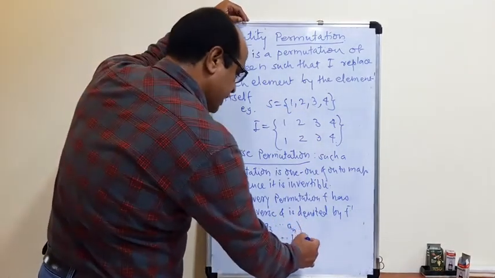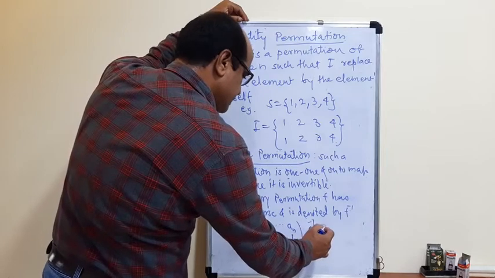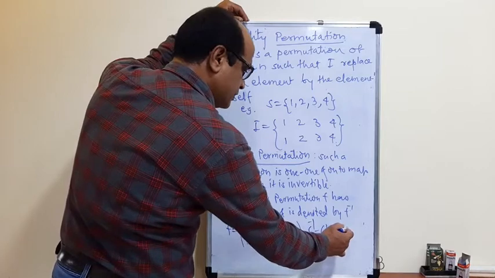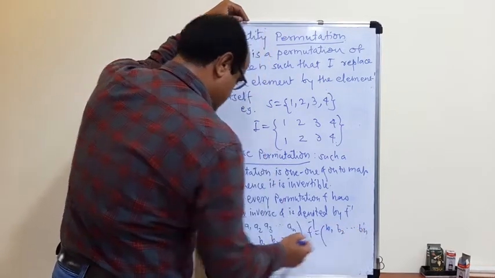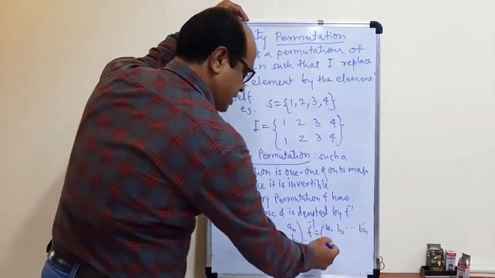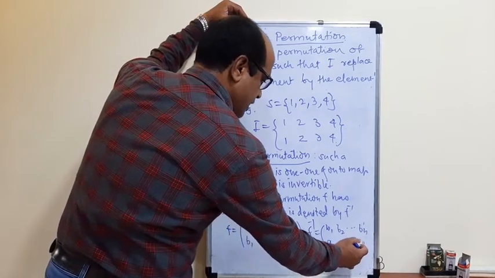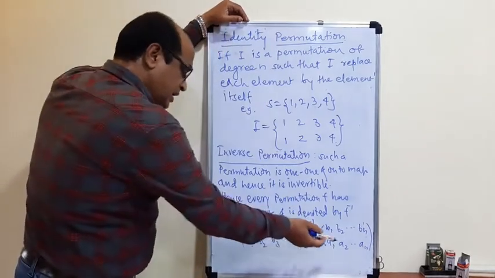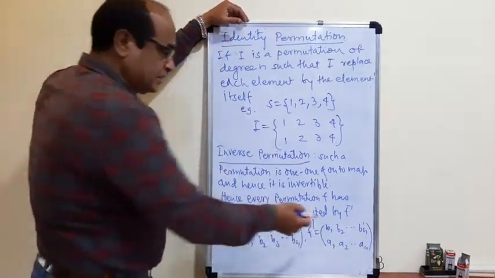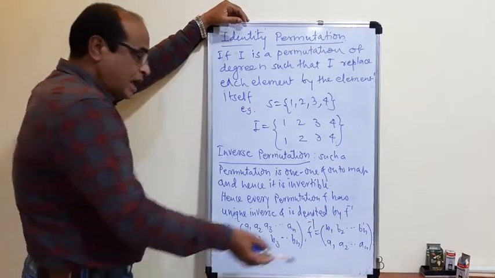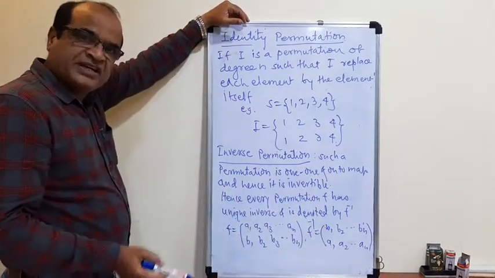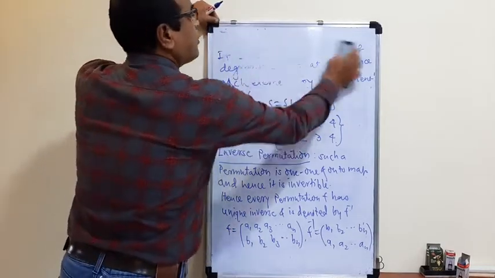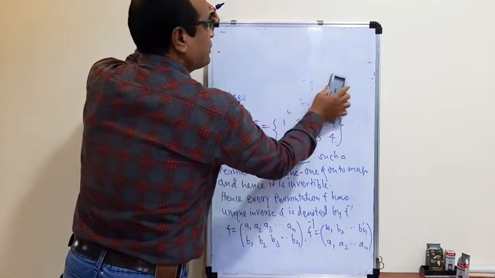So F inverse can be written as B1, B2, up to Bn on top and A1, A2, up to An below. This is the inverse permutation of this permutation, and this inverse permutation is unique. Okay. Then what is the product or composite of two permutations?